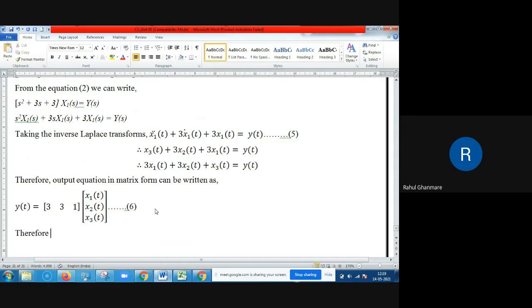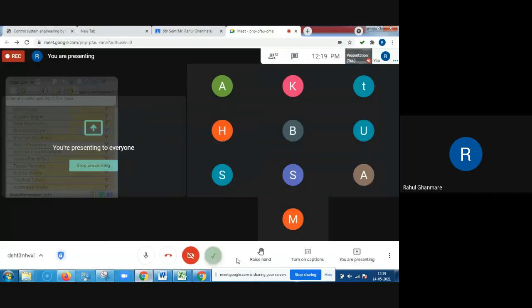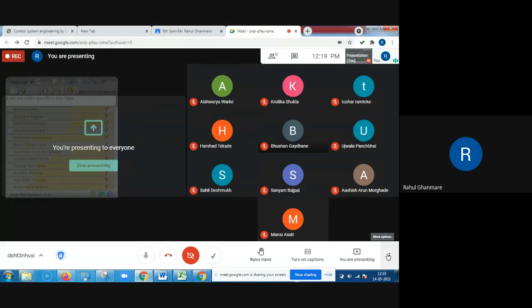You can write down here also. Therefore, equations 4 and 6 represent the state model for the given system. Okay. I think in this way we just obtained the state model of this equation.